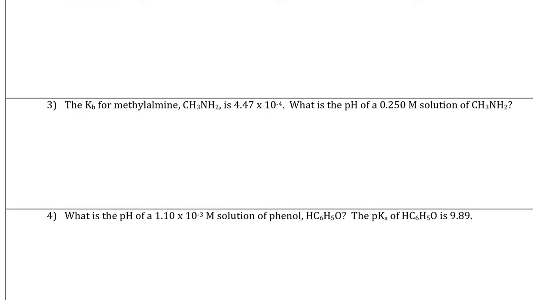The Kb for methylamine is 4.47 times 10 to the negative 4, and they want the pH. Now, on the surface, this looks a lot like the ICE question as well, where they're giving us a Kb value in this case, instead of a pKb. So again, saving us a step, and then asking for pH.